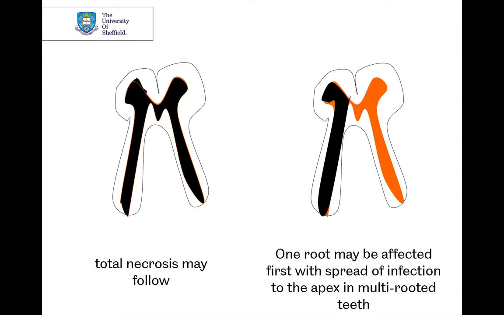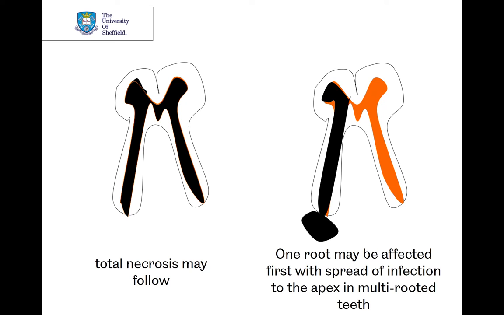But once you open up the whole of the cavity and start to instrument other canals, you might find that you have to pick the patient off the ceiling if you've not used local anaesthetic, because pulp vitality in other root canals may well have been maintained.